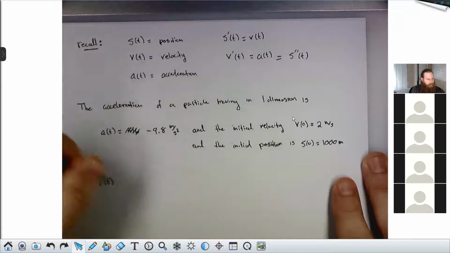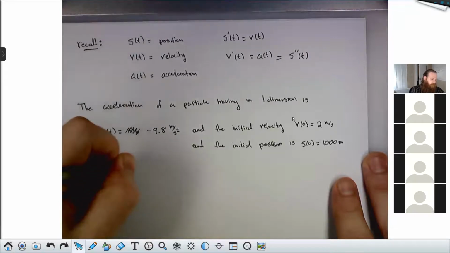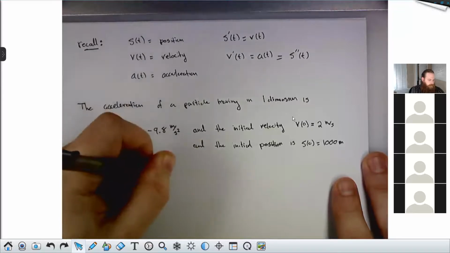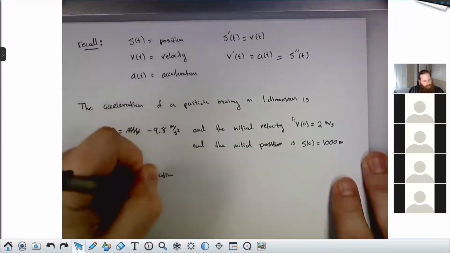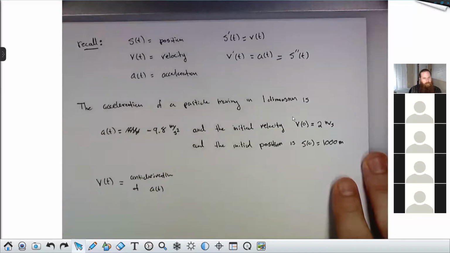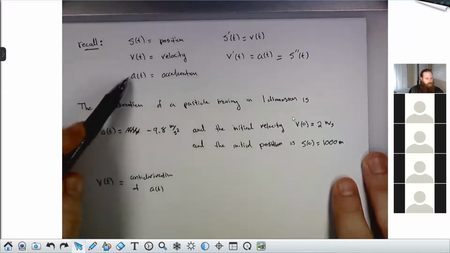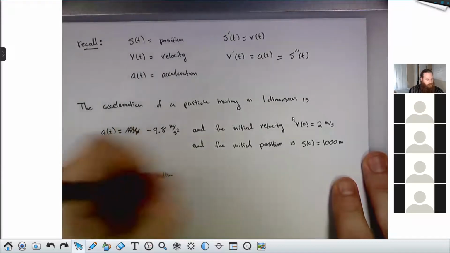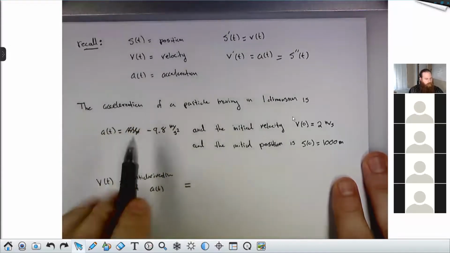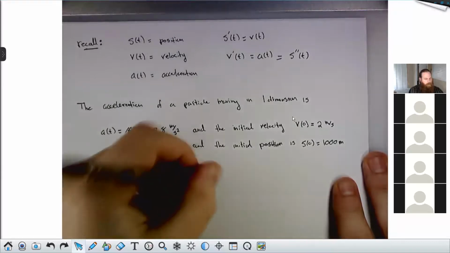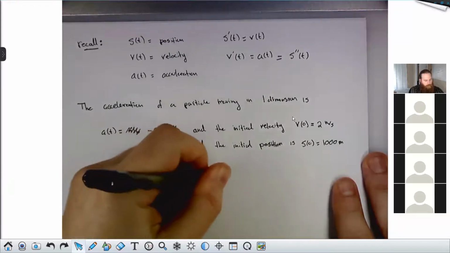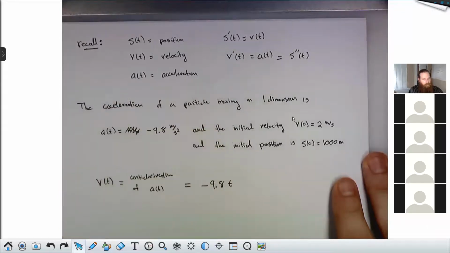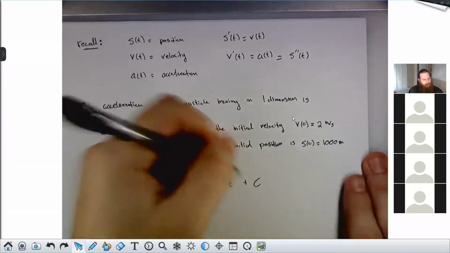So v of t is the antiderivative of a of t, right? Because v prime is a, v is the antiderivative for a. So I need an antiderivative for the constant function -9.8. That would be -9.8 t. And I have to slap on a plus c here.